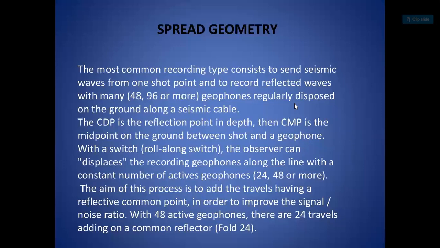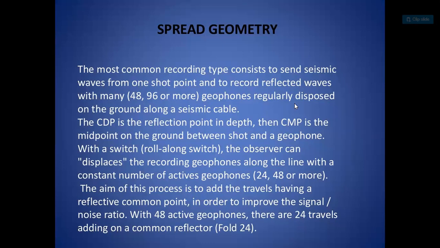Spread geometry. The most common recording type consists of sending seismic waves from one shot point and recording reflected waves with many geophones regularly disposed on the ground along a seismic cable. The CDP is the reflection point in depth. The CMP is the midpoint on the ground between shot and a geophone.